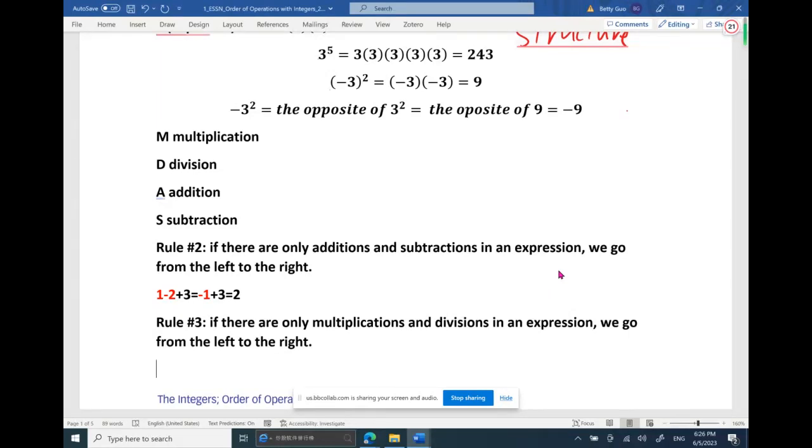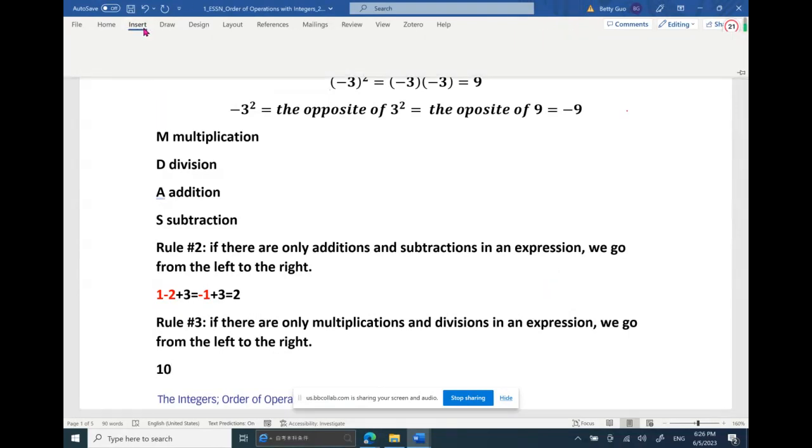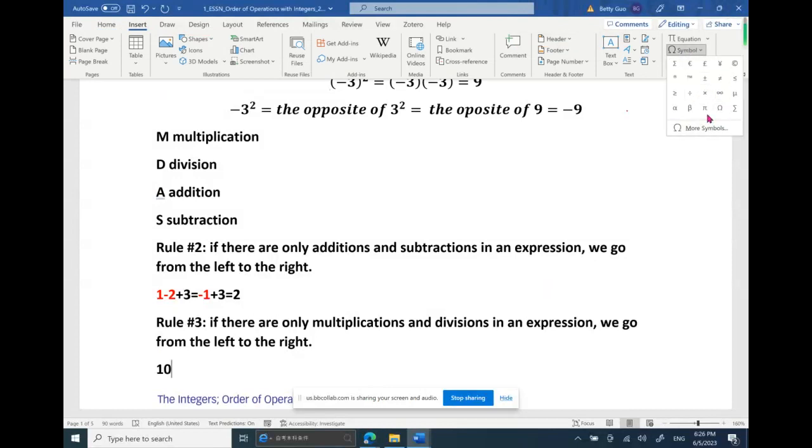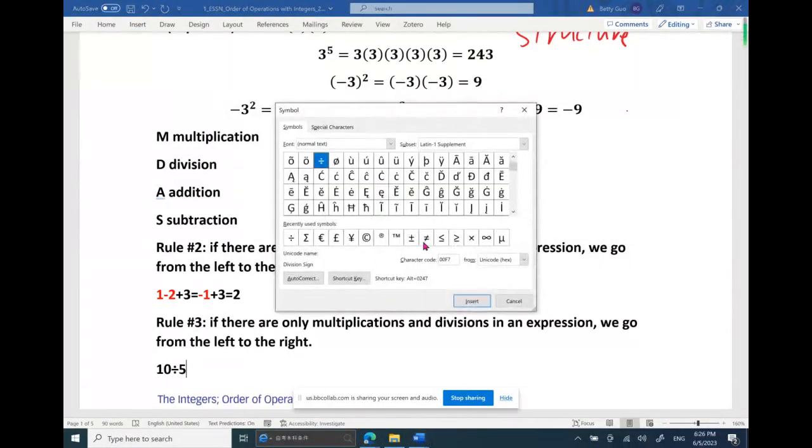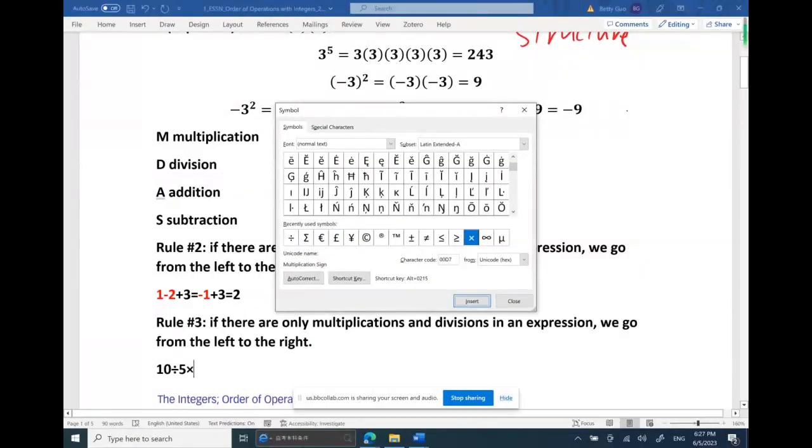Not necessarily. Let's say we have 10 divided by 5 and then multiplied by 2. I had to find the division and multiplication symbols here. Multiplying by 2 is more convenient.